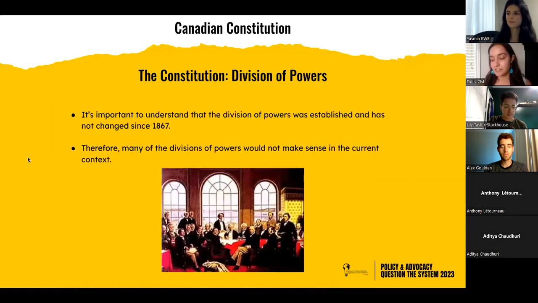And it's important to understand that the division of powers was established and has not been changed since 1867. So many divisions of power would just not make sense in the current context.